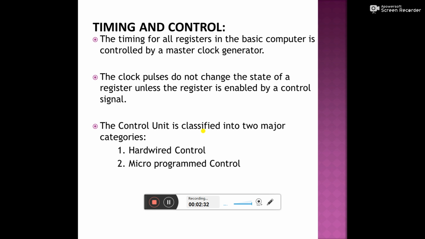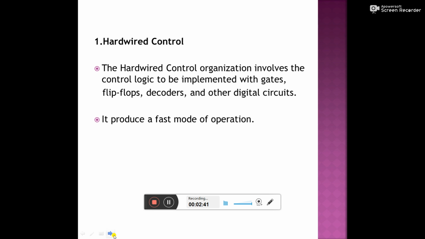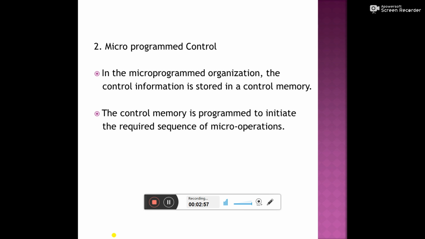The control unit is classified into 2 major categories: hardware control and microprogram control. Hardware control involves control logic implemented with gates, flip-flops, decoders and other logic circuits. It produces a fast mode of operation. In microprogram control, the control information is stored in control memory. The control memory is programmed to initiate the required sequence of microoperations.